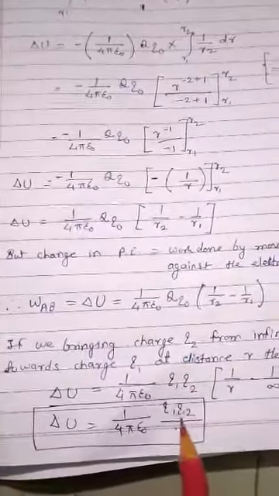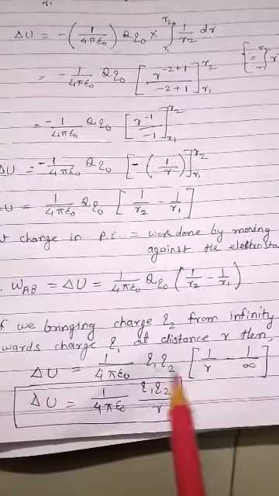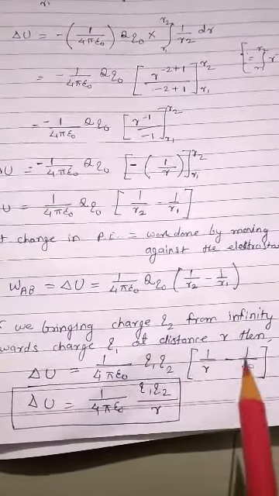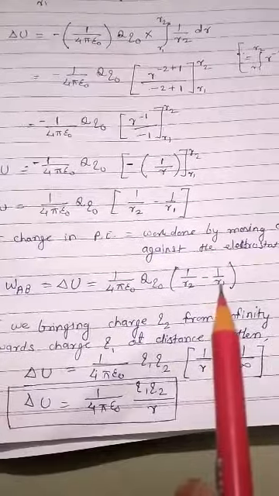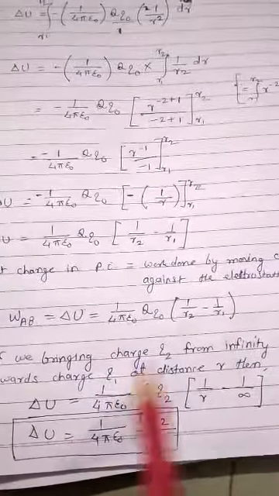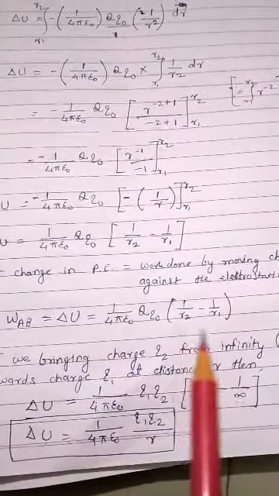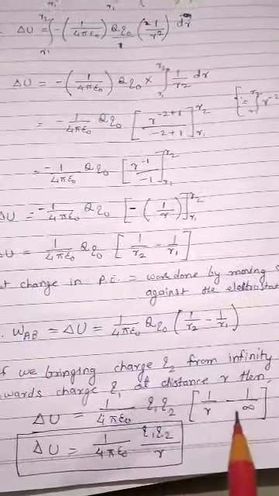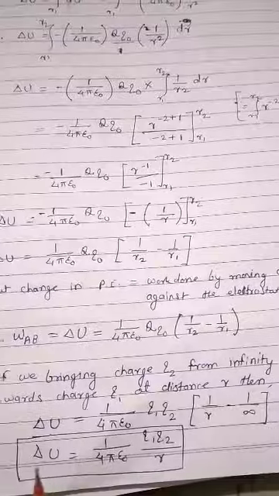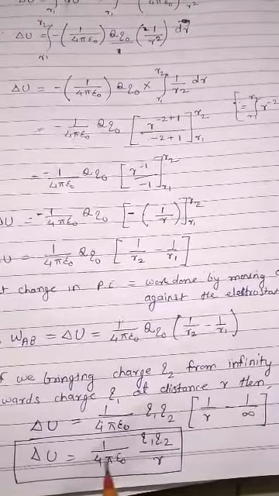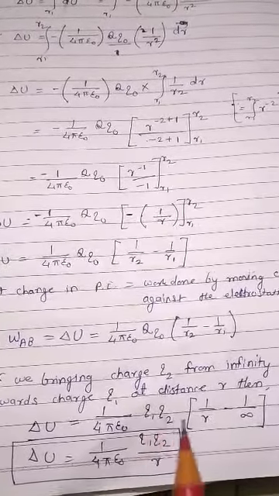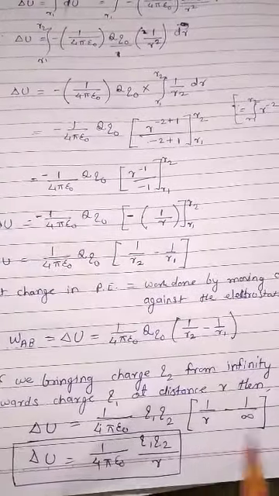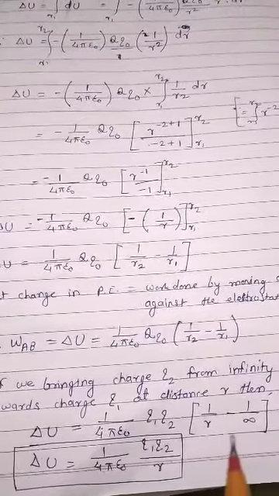So we get 1 upon R minus 1 upon infinity, because R1 is the distance of the test charge, which is infinity. So we get the formula delta U is equal to 1 upon 4 pi epsilon naught Q1 Q2 upon R, because 1 upon infinity means 0.